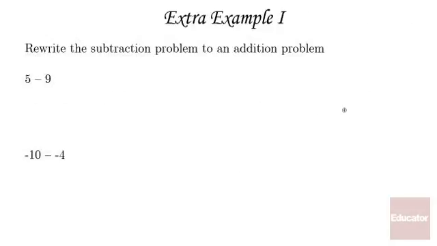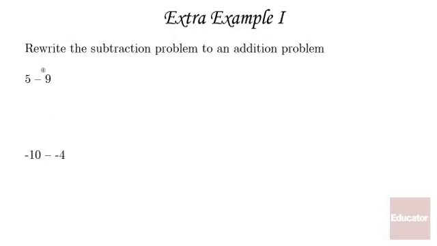So the first set of examples is to rewrite the subtraction problem as an addition problem. The first one is 5 minus 9. So we want to use a 2-dash rule, right? The 2-dash rule is strictly just used to make a subtraction problem into an addition problem. Later, when you start getting really comfortable with these kinds of problems, you won't have to use the 2-dash rule. It's just to make the problems a lot easier.